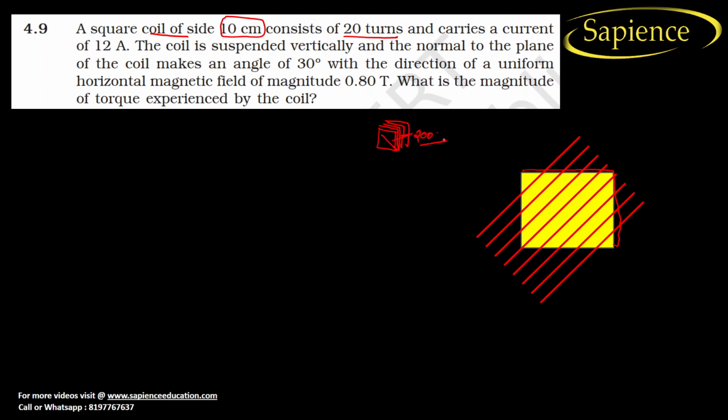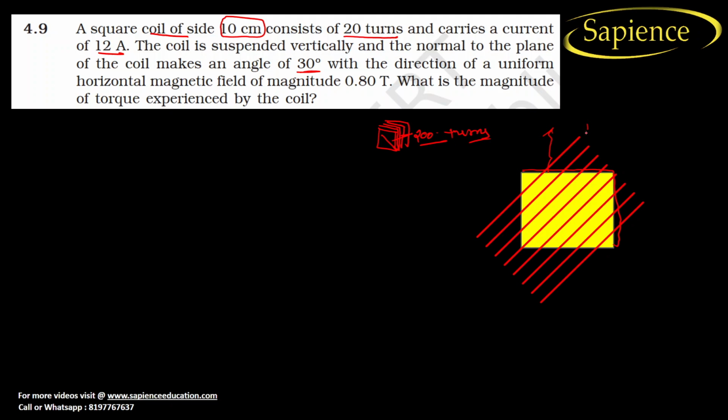200 turns, right? I hope you have understood 200 turns. And the coil carries a current of how many ampere? 12 ampere, right? The coil is suspended vertically, and the normal to the plane of the coil makes an angle of 30° with the direction of the uniform horizontal magnetic field.